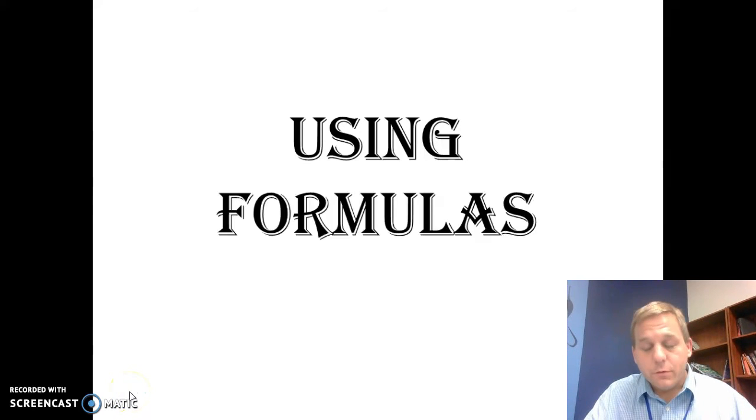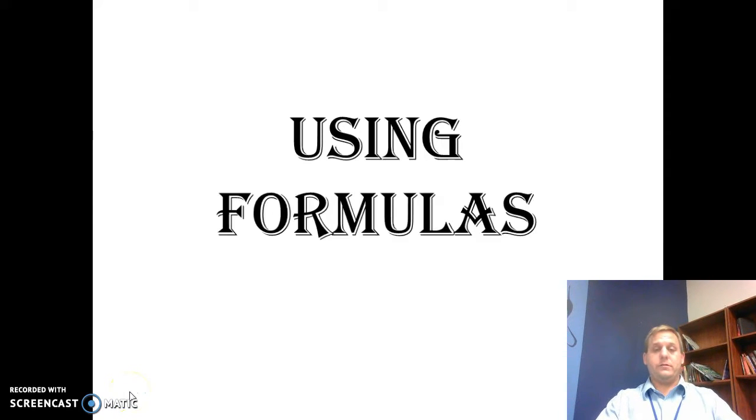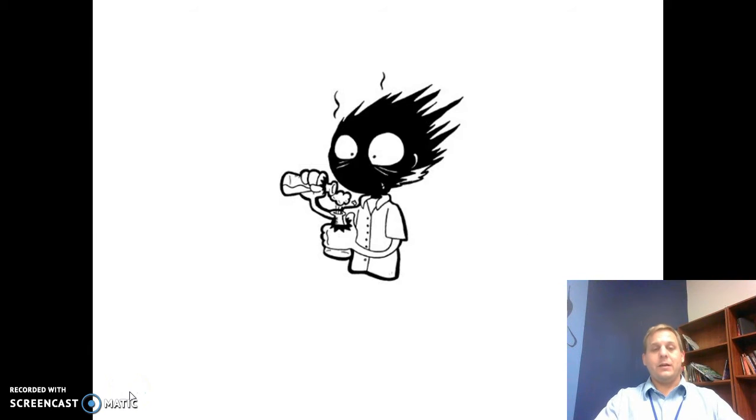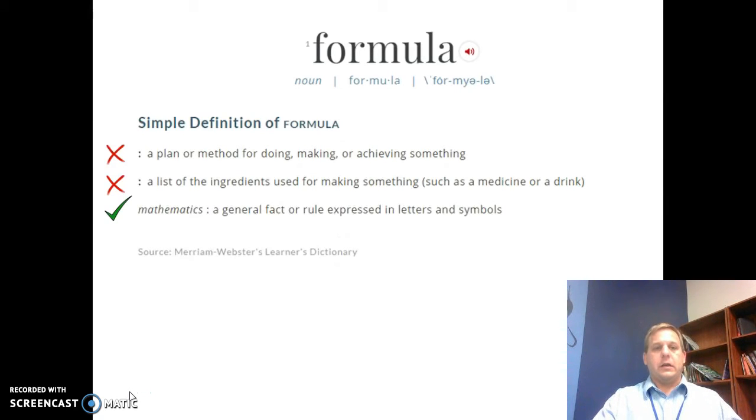Good evening. Today we're looking at using formulas. No, not that kind of formula. So I guess we should define what formula is when we're talking about it. There are lots of definitions for the word formula. The one that we are going to use is a general fact or rule expressed in letters and symbols.